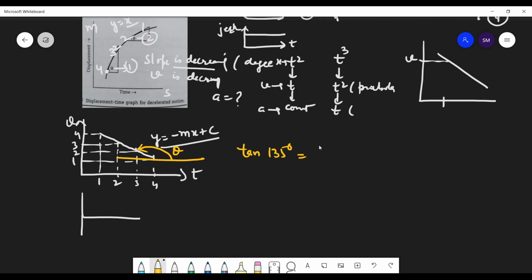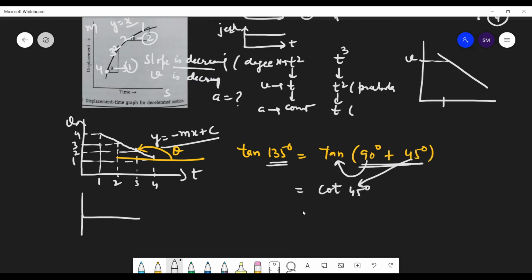Can you tell me the value of tan 135 degree if you have not forgotten? I have told you how to find it out. 135 can be written as 90 plus 45, or not? Yes, sir. Now if it is 90, you will write its complement here, that is cot. It doesn't matter whether it is plus or minus, write this 45 as it is.